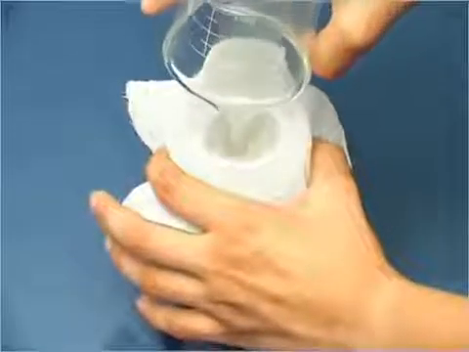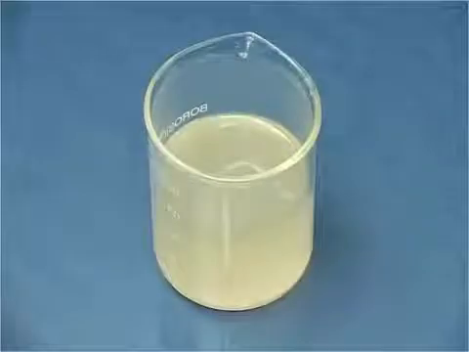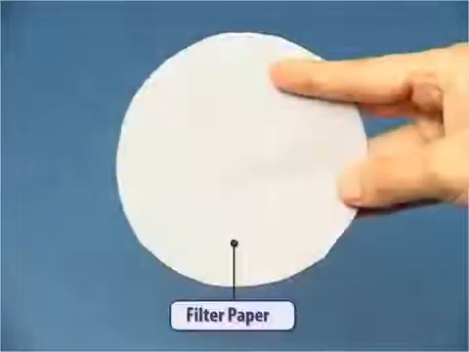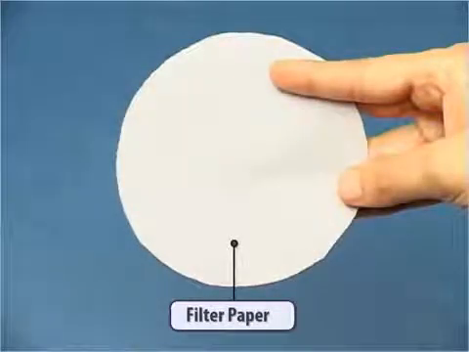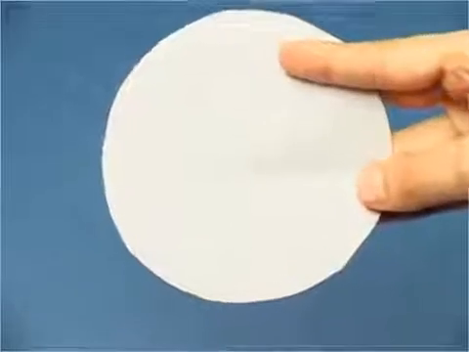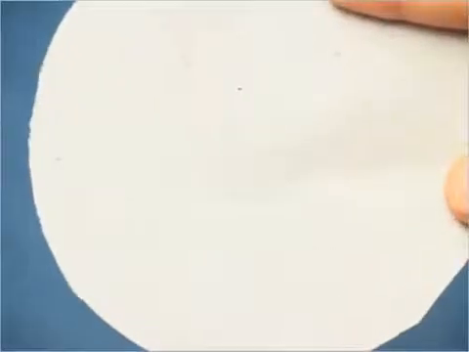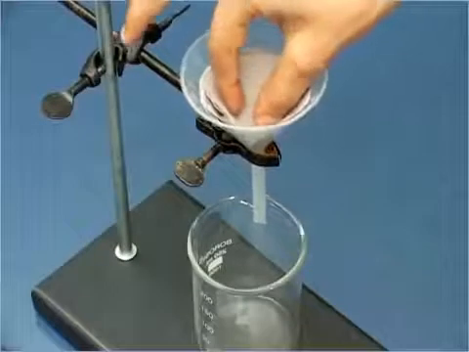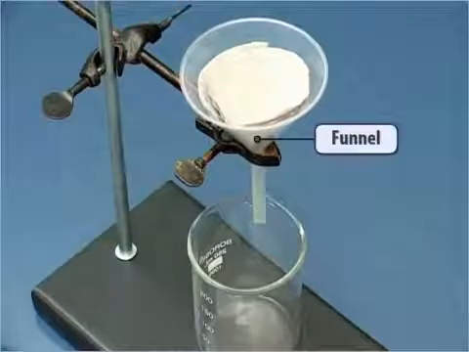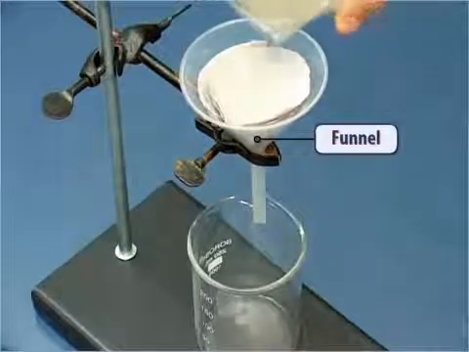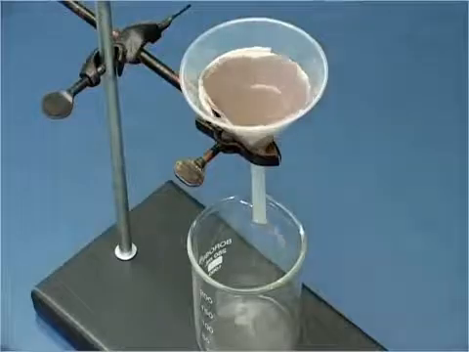Some mud has deposited on the cloth, but the water obtained after filtration still contains mud. A filter paper can separate the fine particles of mud from the water. A filter paper has smaller pores than cloth and hence can be used for this purpose. Place the filter paper in the funnel and pour the water obtained after filtration with cloth.